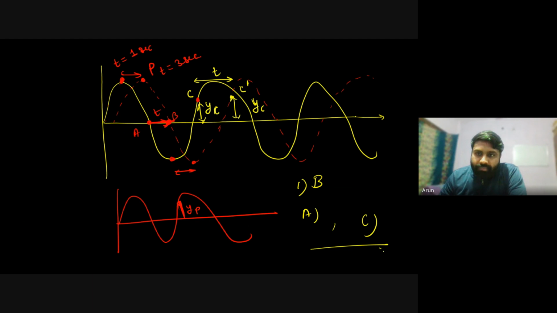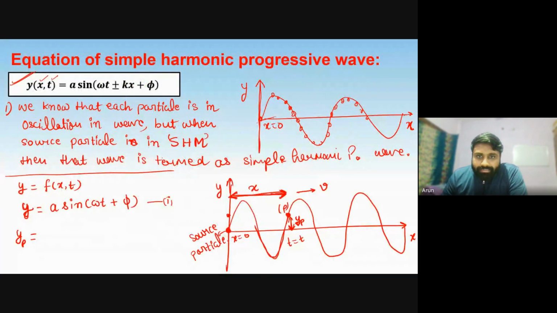Tell me. Very good. It is at C. So in the same way, if I'm telling you that this particular point at particular time t is at yp, and it has covered x distance with a velocity v, the disturbance is traveling, so you can assume that this particular displacement is also traveling with a speed v and has covered x distance. So how much time has it taken?